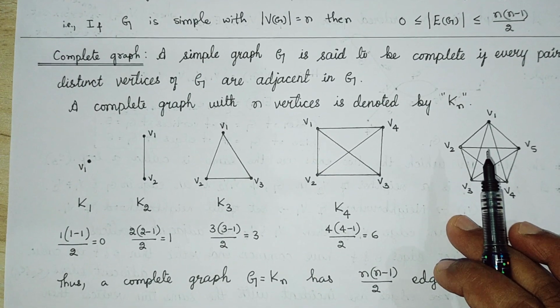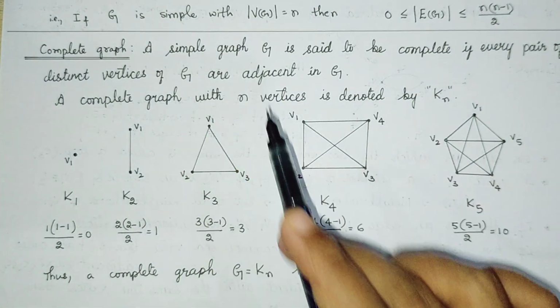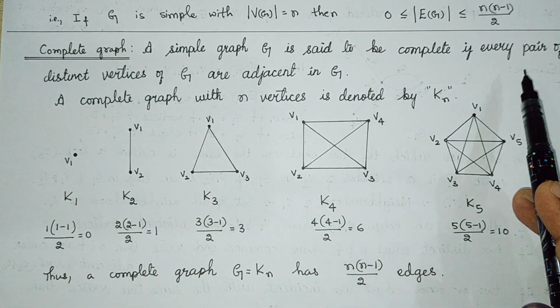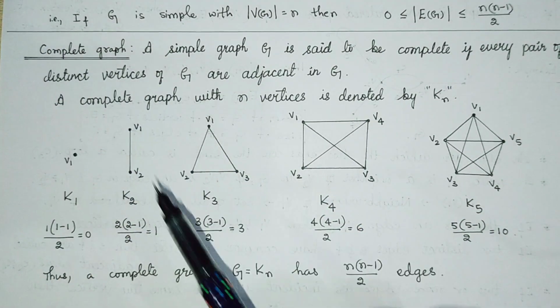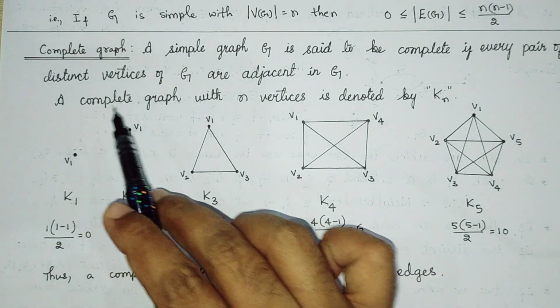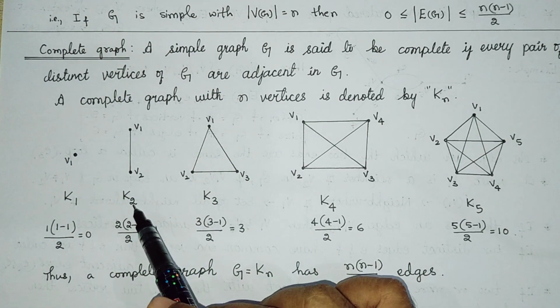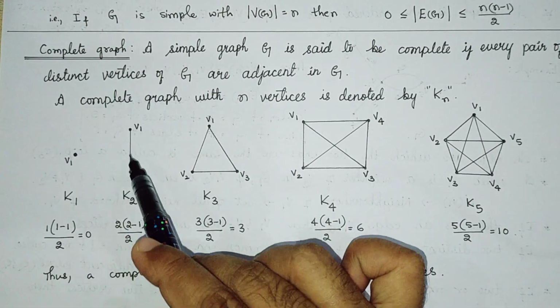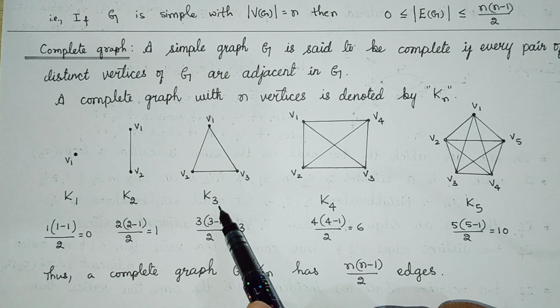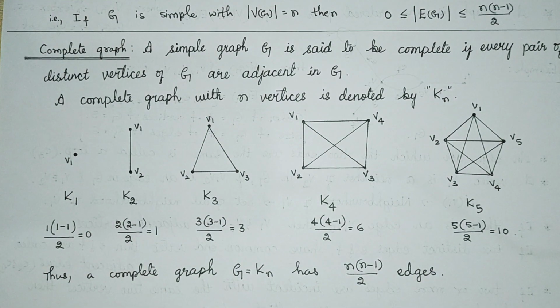Okay. So let me define a complete graph now. Let me consider a simple graph G. Then that simple graph G is said to be complete if every pair of distinct vertices of G are adjacent in G. Okay. So a complete graph with n vertices is known as Kn. So look at K1, right? Look at K2, I have 2 vertices, and between them I can see an edge. Look at K3, I have 3 vertices and between any 2 distinct vertices I can see an edge. Look at K4 and K5 and observe the number of edges.